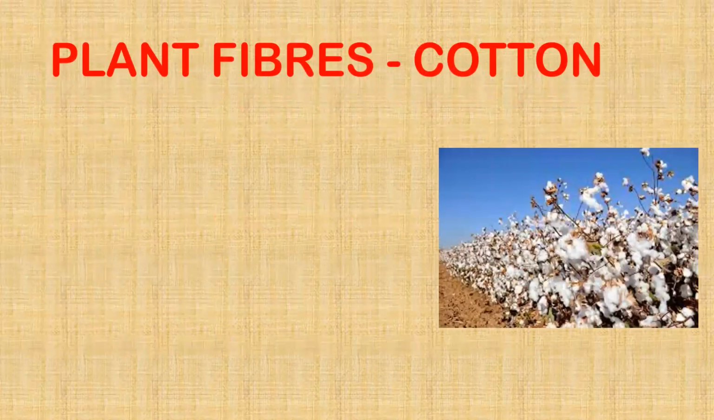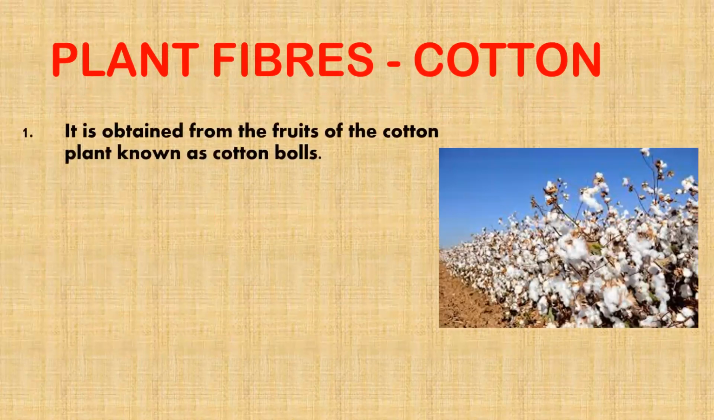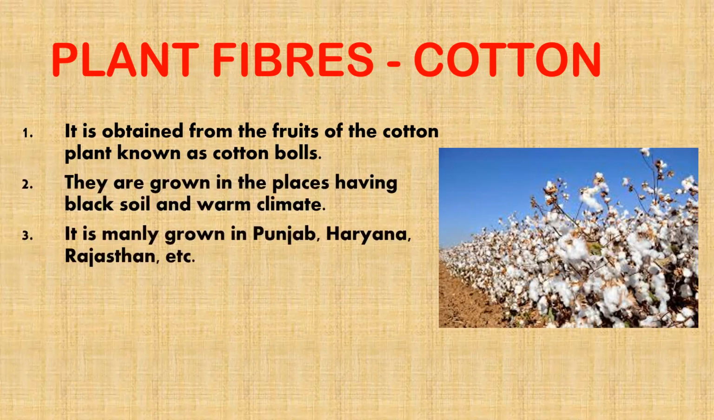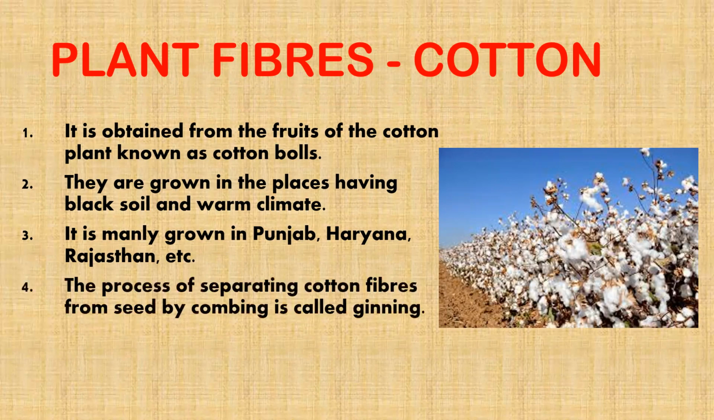Now let's study about plant fiber, cotton. It is obtained from the fruits of the cotton plant known as cotton balls. They are grown in places having black soil and warm climate, such as Punjab, Haryana, Rajasthan, etc. The process of separating cotton fibers from seed by combing is called ginning.